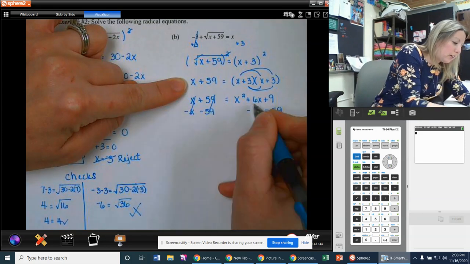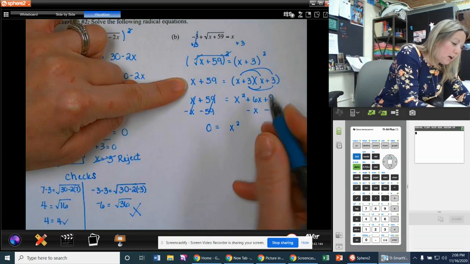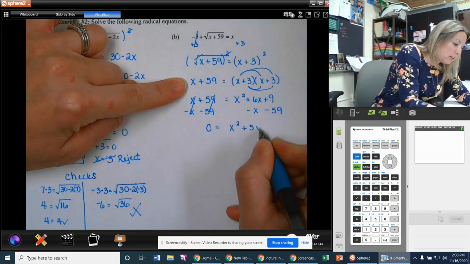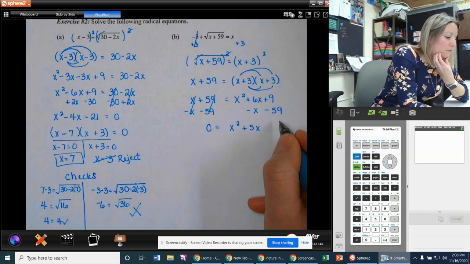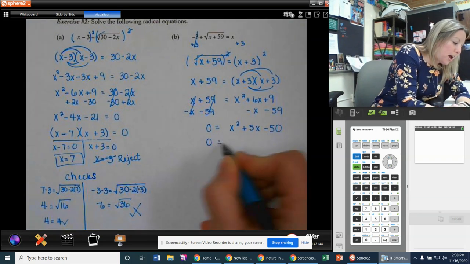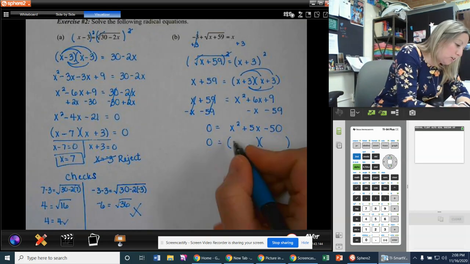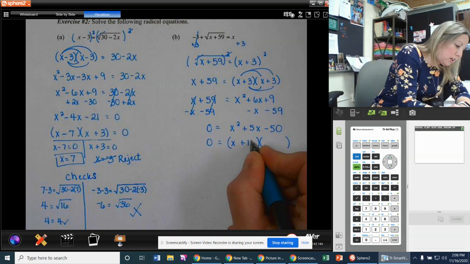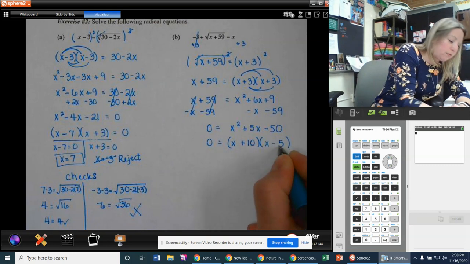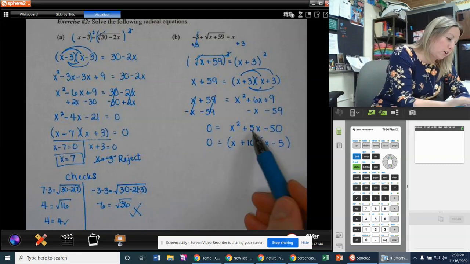Okay, from both sides to get the x squared, everything to be with the x squared. Keep that x squared positive. I get 5x in the middle, and negative 59 plus 9 is negative 50. So what are the factors of 50 that will subtract to give me a 5 in the middle? That would be x plus 10 and x minus 5. 5 times 10 giving me the 50, and 10 minus 5 giving me the 5 right here.